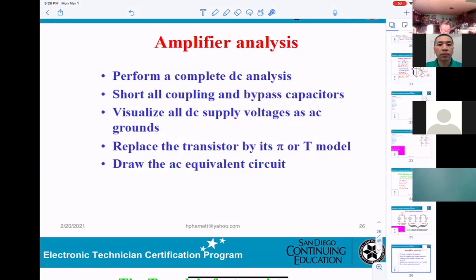In order to do it, first, you must short the coupling and bypass capacitors. That means in AC, you never see any capacitor, because the capacitor is shorted for AC, so it does not appear in the AC circuitry. Then set the DC supply voltage to AC ground, meaning all of the DC power supplies must be grounded. Then you replace the transistor with either the pi or T model and draw the AC equivalent circuit. If you want to analyze AC, you have to follow that step by step.